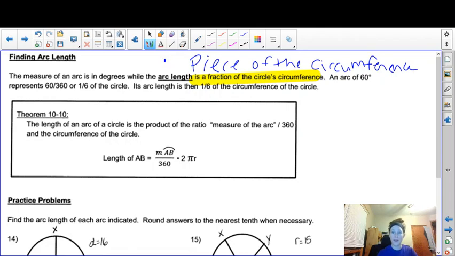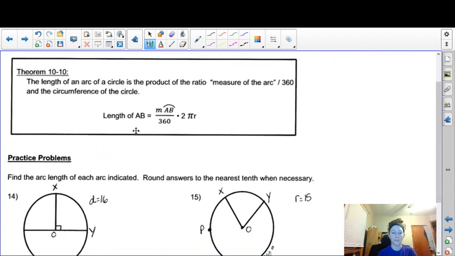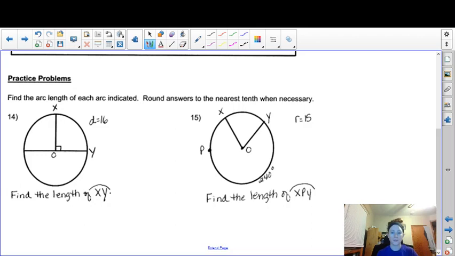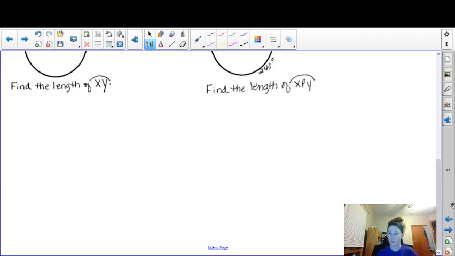So what I'm going to do is find the fraction, the degree out of 360, the degree of my arc that I'm looking for, the length of the arc. And I'm going to take that times my circumference formula. So if I'm given the diameter, I take the diameter times pi. If I'm given the radius, I take the radius times 2 and then that times pi.